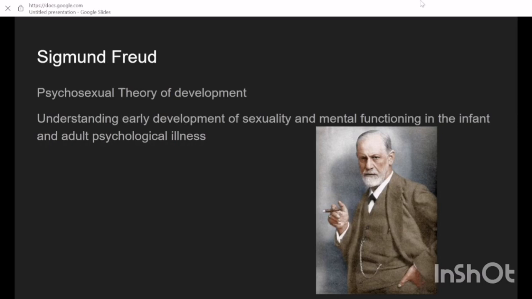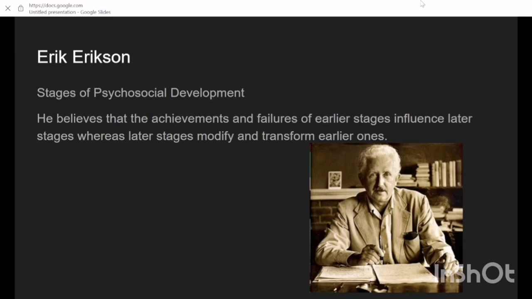Sigmund Freud, Psychosexual Theory of Development, understanding early development of sexuality and mental functioning in the infant and adult psychological illness. Erikson, Stages of Psychosocial Development. He believes that the achievements and failures of earlier stages influence later stages, whereas later stages modify and transform the early ones.